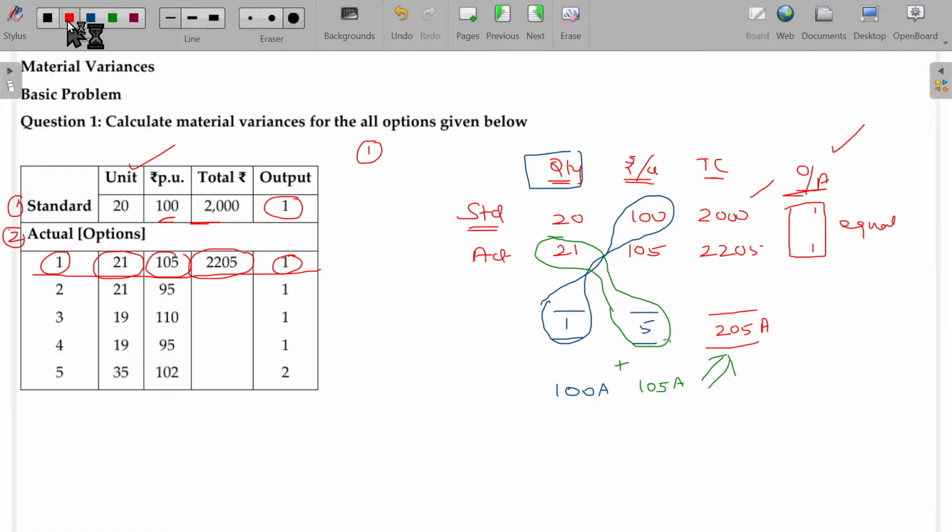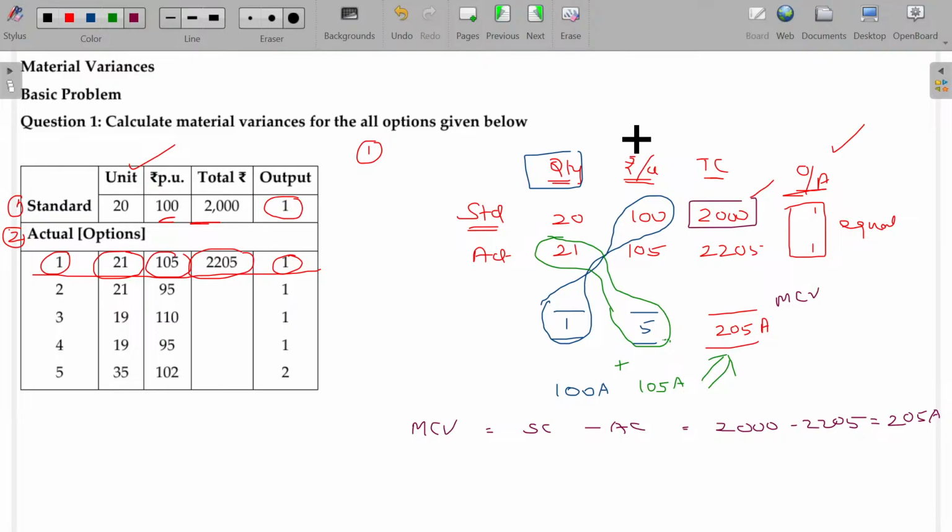Let me now explain here in detail. Material cost variance, MCV, is equal to standard cost minus actual cost. Standard cost being this one, 2000, and actual cost being 2205. You paid 205 excess. That excess payment is named as your adverse.